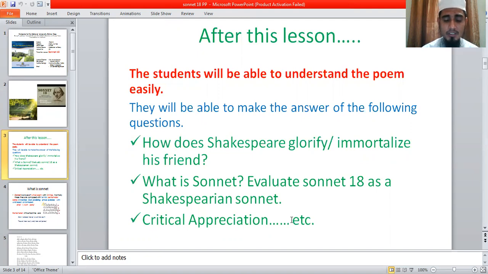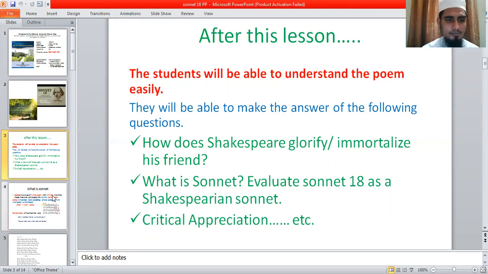You know, what is an image, and there may be a question about what types of images the poet uses in this poem. So in this way, after listening to this class, you will be able to answer these types of questions. And the most important thing is that you will be able to understand this poem very easily. So you are ready to taste the literature. You are welcome to the field of William Shakespeare's sonnets.